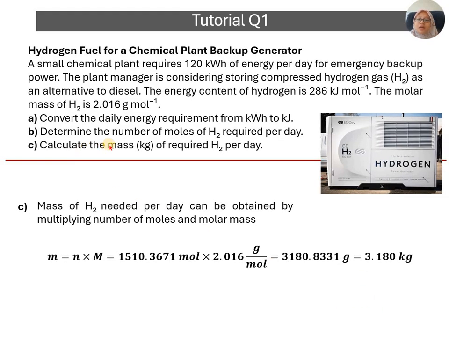Okay, C. Calculate the mass of required hydrogen per day. So if you know the number of moles, and the molar mass is given, of course you can find the mass. Mass is equal to number of moles times molar mass, or logically, if you multiply mole with the unit of molar mass, which is gram per mole, the mole unit cancels out and you are left with gram. And then remember, the question asks for the answer in kilogram. You have to convert the answer to kilogram.